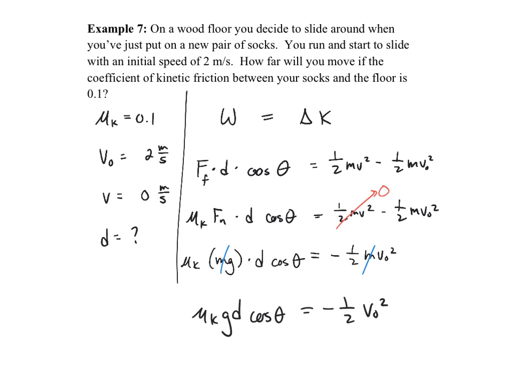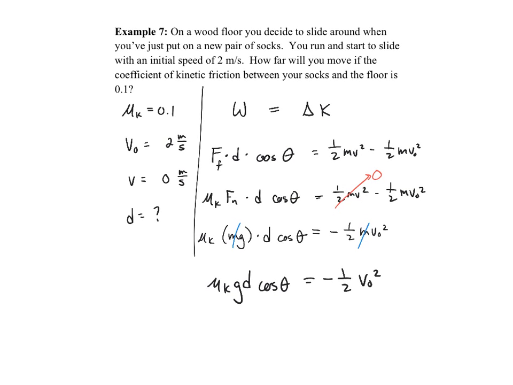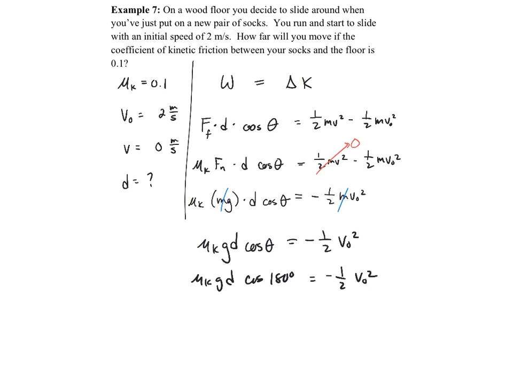So in reality, what does this problem become? Well, this becomes the cosine of 180, which is really equal to negative 1. So the negative on both sides of the equation will cancel and leave me with mu k g d equals 1/2 v naught squared. Again, cosine 180 is negative 1. The negatives drop off on both sides. I'm left with this line, and then I can solve for d.